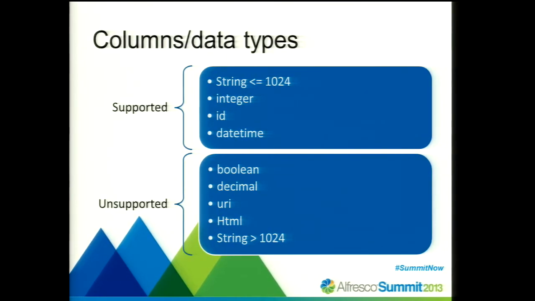And to cover the data types from the CMIS point of view, the things that are supported are strings, and it's got to be less than 1,024 characters, and that's a feature of how we store strings in our current schema. So if you are looking for long properties, then the DB query unfortunately is not for you. It supports integers and long. It supports the CMIS ID type and the date types.